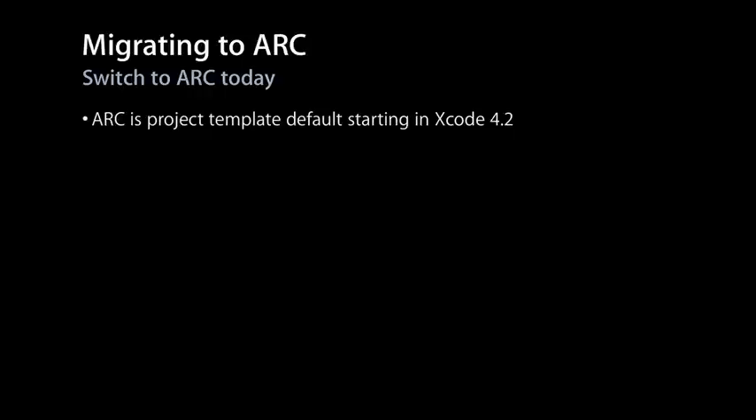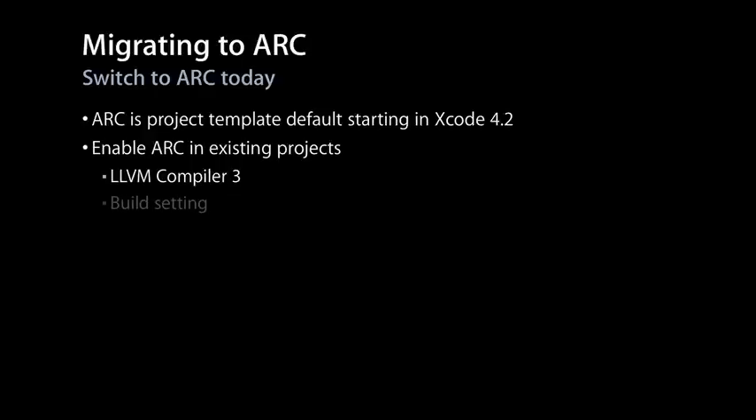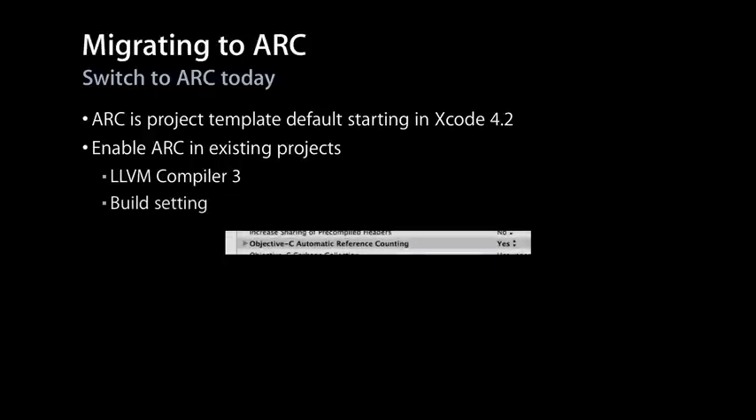For new projects, starting with Xcode 4.2, ARC is now enabled by default. You can certainly enable ARC in existing projects as well. For that, you need to make sure you're using the LLVM 3 compiler and that you set the Objective-C Automatic Reference Counting build setting to yes. And then you just need to go through all your code and make all those changes that we talked about.